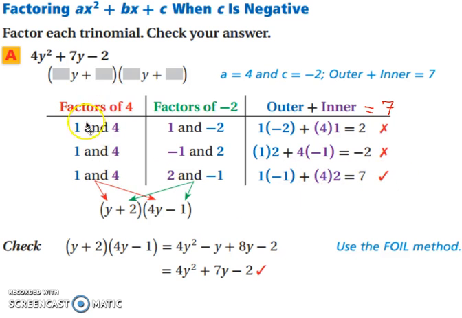Once again, the factors of a make up your two first pieces of both binomials, so your y and your 4y, and then the factors of negative 2, or your c value, are going to make up the second pieces of each binomial. You can always check your work and distribute across, and you should end up back where you started. Let's try one.